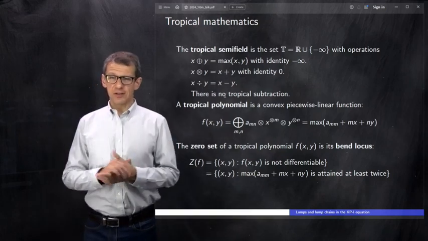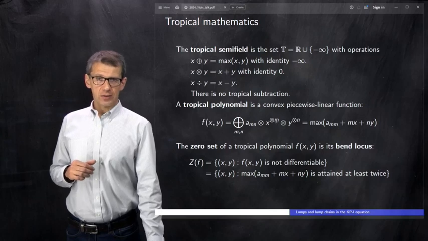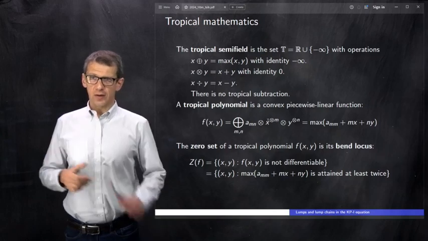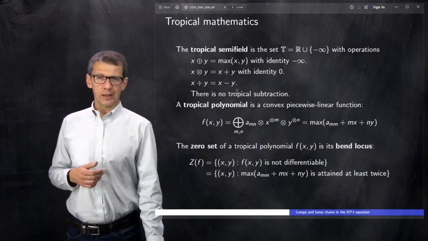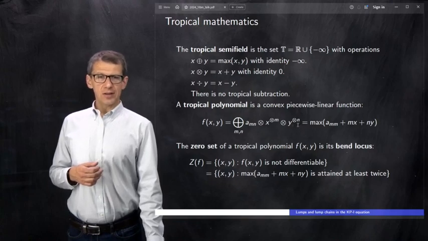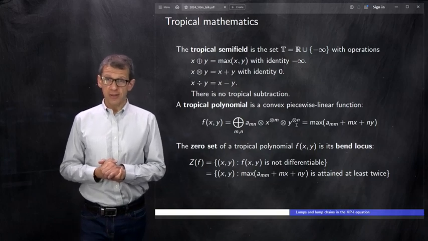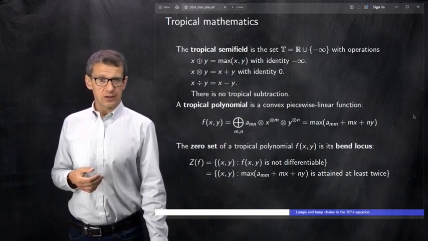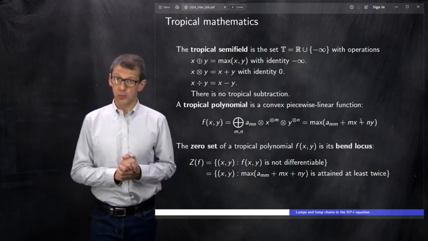Okay, so now that you have this field with these operations, you can introduce tropical polynomials. So what is that going to be? Well, you just take, let's say, two variables, and you start applying tropical addition and tropical multiplication to them. And the result is going to be what's called a convex piecewise linear function. It's just a maximum of some collection of linear functions in x and y with integer slopes m and n.